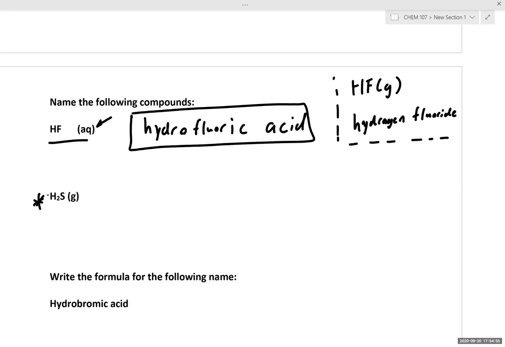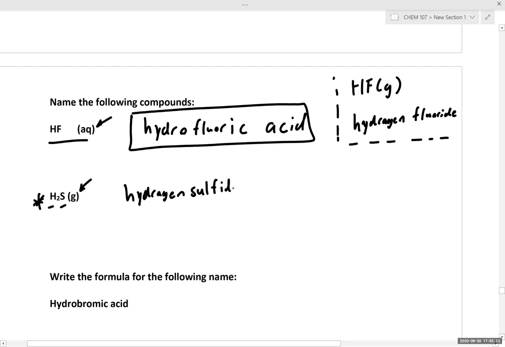Okay, so let's discuss. So we have H2S in the gas phase. So we use the prefix of hydrogen rather than hydro. And then we take the stem for sulfur, which is sulf, and then we change the ending to IDE. So H2S in the gas phase would be hydrogen sulfide.